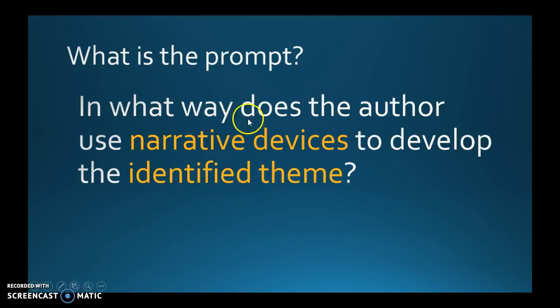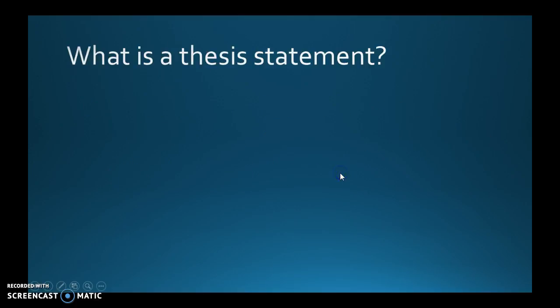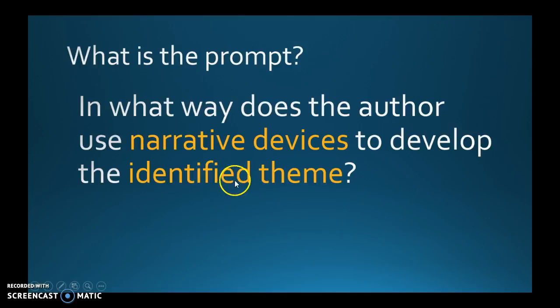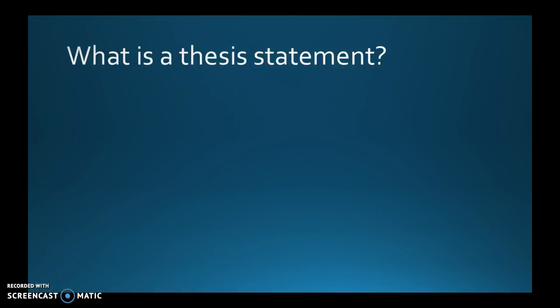So your goal is to do a research paper on the identified theme of the book A Raisin in the Sun, and then what narrative devices were used to develop this identified theme. What do these mean? Well, that's what you did research for, to figure out what they meant. That's kind of the point of this research, for you to research and figure something out. Now, when it comes to writing the paper, I will help you with this.